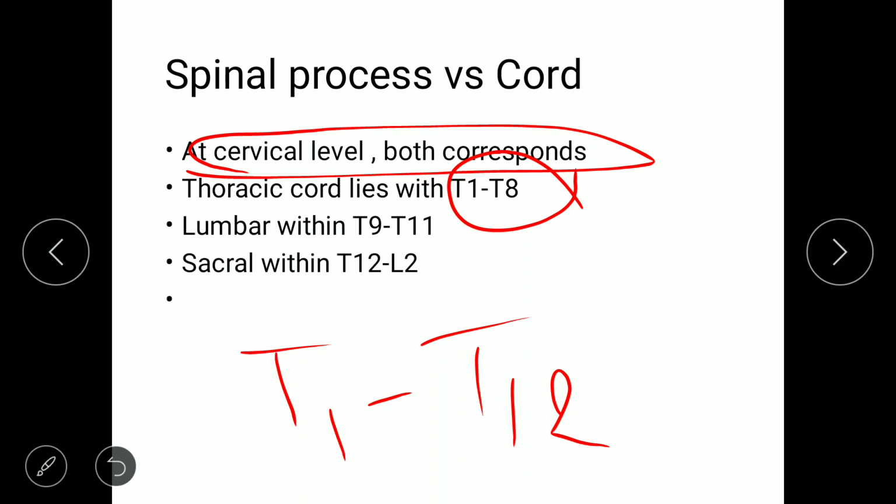So these are the anatomical relationships between the vertebral bodies and the cord. Cervical level corresponds, the thoracic part lies within T1 to T8, the lumbar segment between T9, T10, T11, and T12, L1, L2 correspond to the sacral segments.